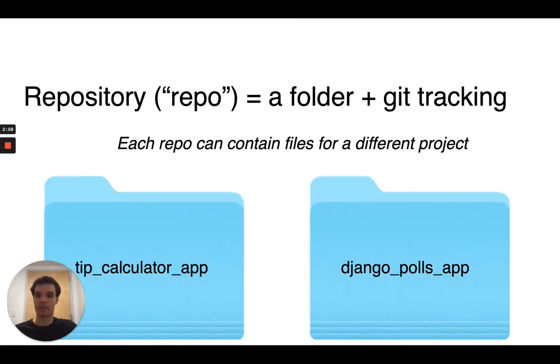Each repo is usually containing files for an individual project. So for example, I could have two repos on my computer. This first one here is a folder for my tip calculator app, and it's a Git repository with all the files and associated things I need for this app. My second one is another repo with a separate project on a Django polls app. And so I have different sets of files for that repository in that folder.